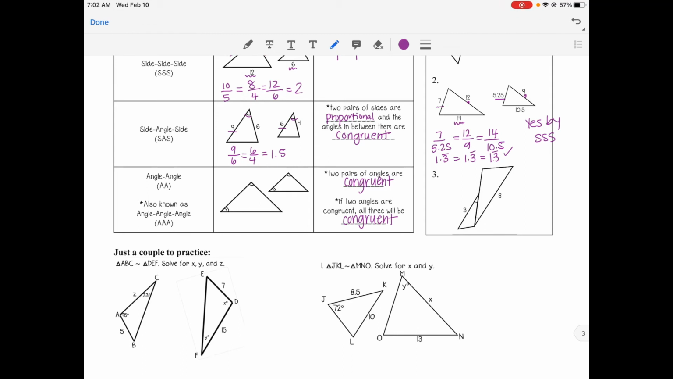Okay, last but not least, we've got some sides we could check, and we've got an angle. So it's looking like it's side, angle, side. But the only issue is we don't have another side here, right? We don't know anything about the side in the middle. So therefore, we say that there's not enough info. Meaning, it is possible that they're similar, but we don't know from the information we're given.